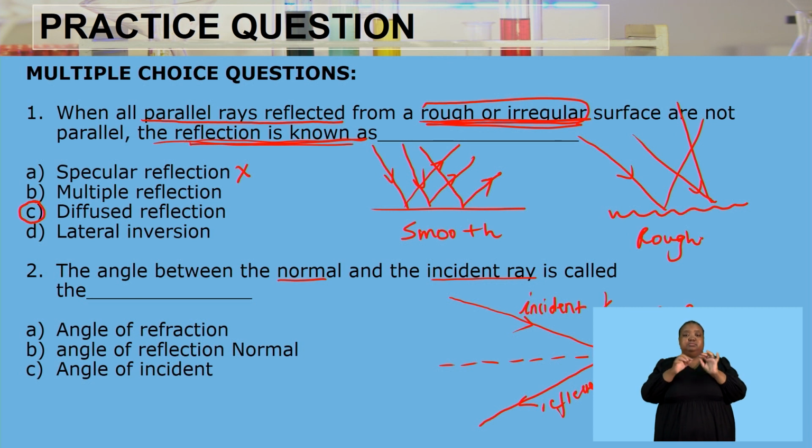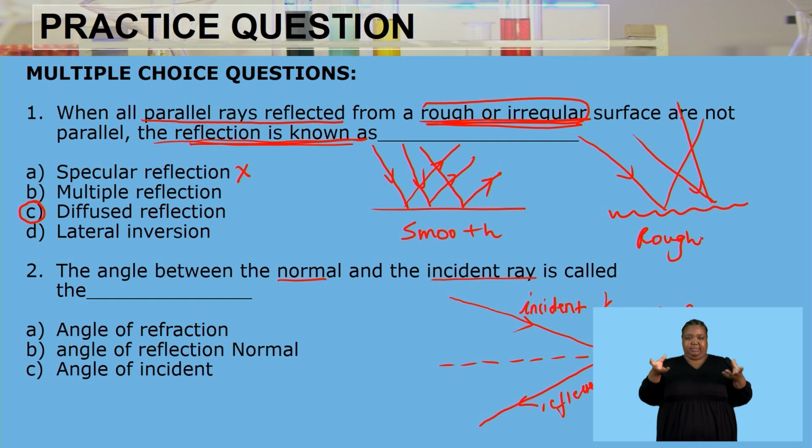Now, the angle between the normal and the incident ray, what do we then call it? So that normal line that is drawn perpendicular to the surface helps us to measure the 2 angles that we find in the ray diagram of reflection. We are finding the incident angle, and we're also finding the reflected angle, or the angle of reflection. The angle of incidence we find between the normal line and the incident ray, and our angle of reflection is in between the normal and the reflected ray. Now remember that those 2 angles are equal. The angle of incidence and the angle of reflection are equal. So the angle between the normal and the incident ray is called the angle of incidence.